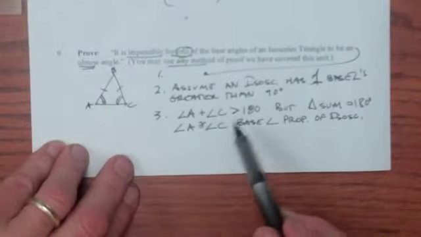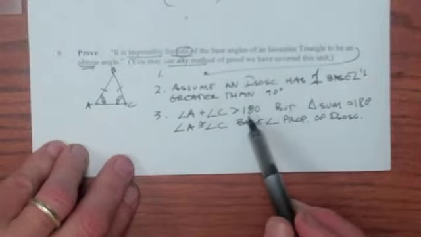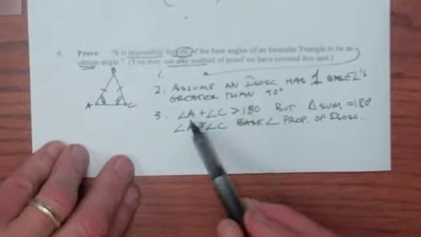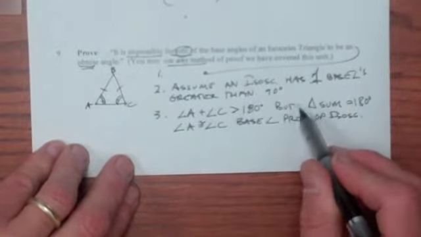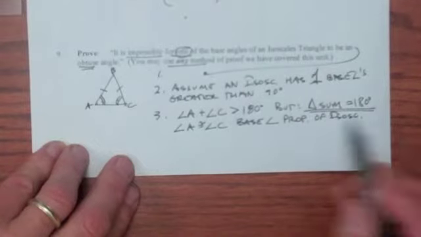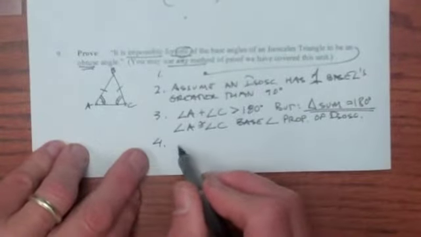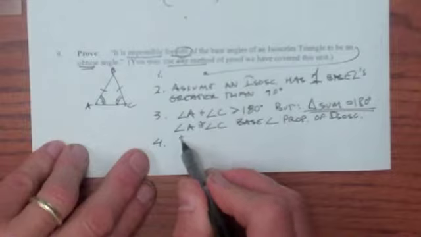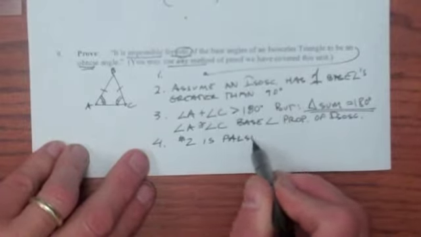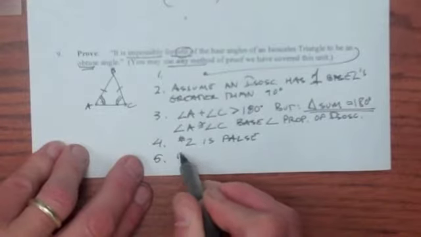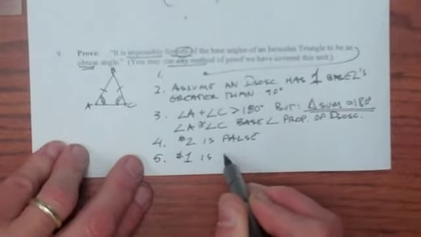If they are equal, then I have two angles that are greater than 90. So if I add them up, they're greater than 180 degrees. But that's the contradiction. Triangle sum is 180. So that is a problem. So step number 2 is false. It's been contradicted. So step number 1 is proven.